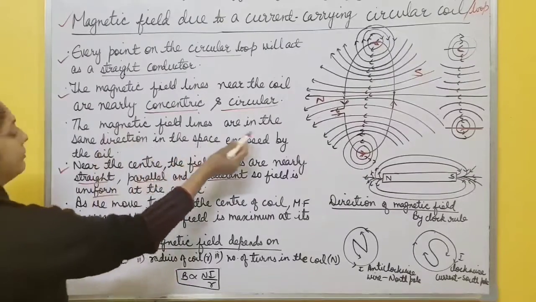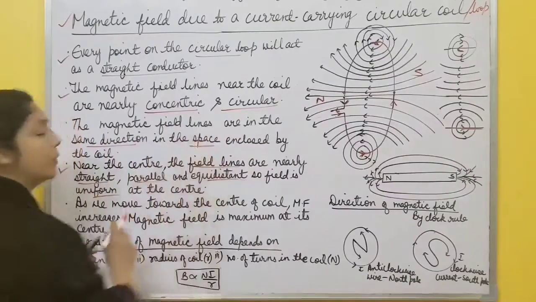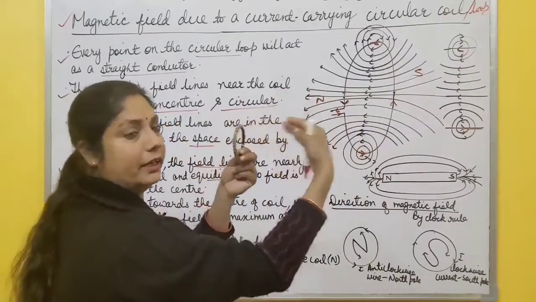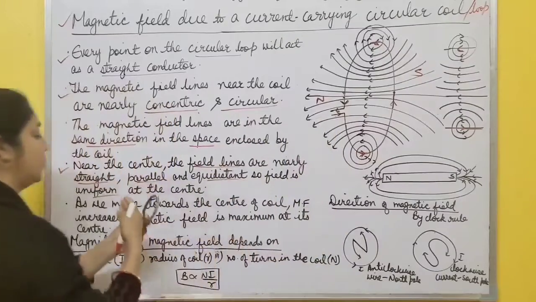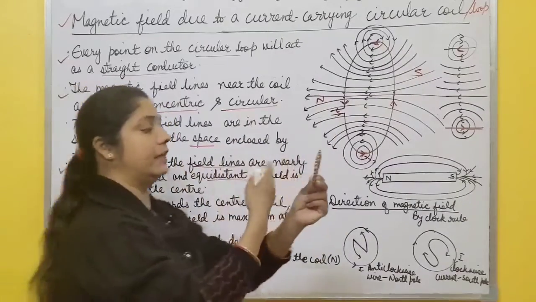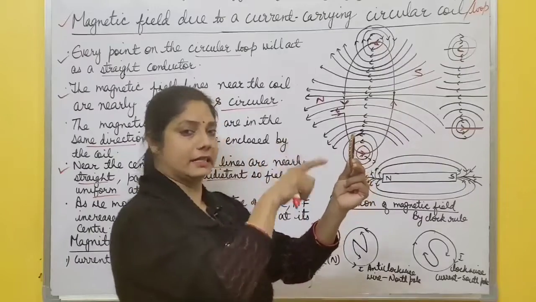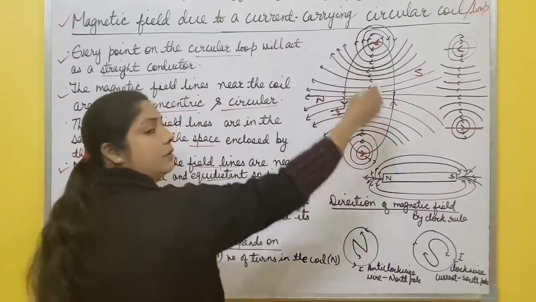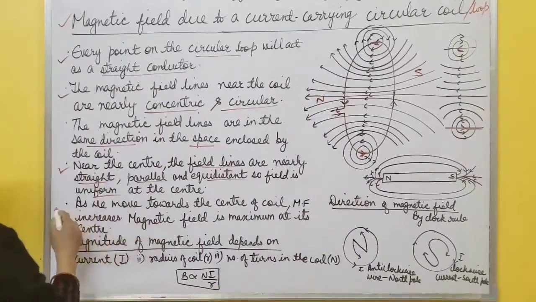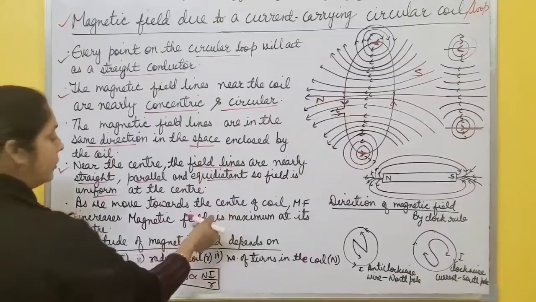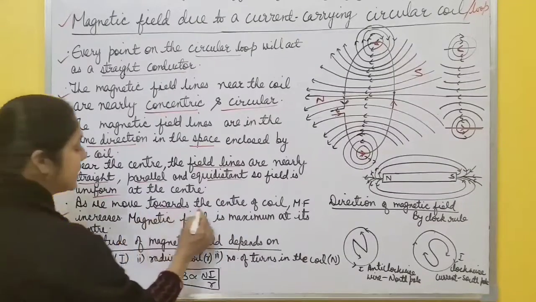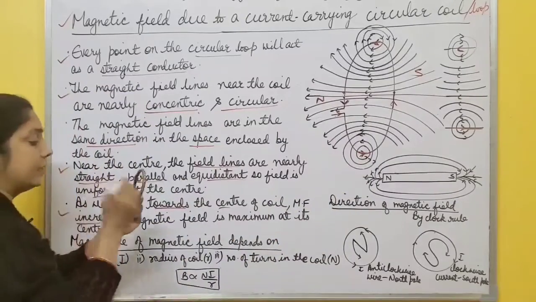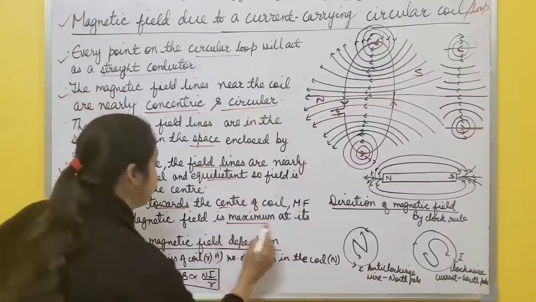Also, the magnetic field lines are in the same direction in the space enclosed by the coil. This is the space enclosed by the coil, so all the field lines enter from one end and end at the other end. The end from where the magnetic field lines emerge acts like a north pole, and the back surface acts like a south pole in the case of anti-clockwise current, right? As you move towards the center of the coil, the magnetic field increases, and at the center of the coil, the magnetic field is maximum, right?